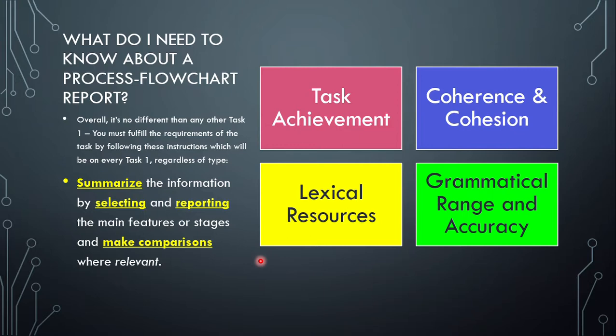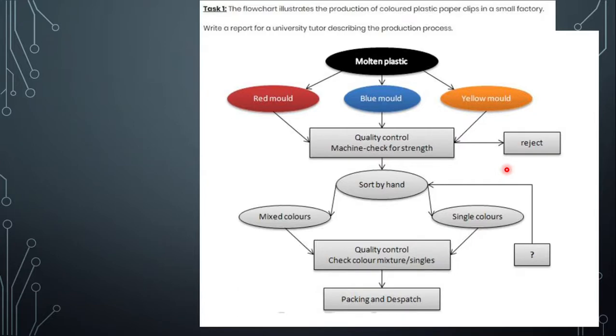Our good friends, the band descriptors, know them, love them, let them be your guide. Task achievement, fulfilling the requirements of the task. Coherence and cohesion, using connectors and pronouns, and writing in a logical way with paragraphs. Lexical resource, the accurate use of uncommon vocabulary, and range, most importantly, accuracy.